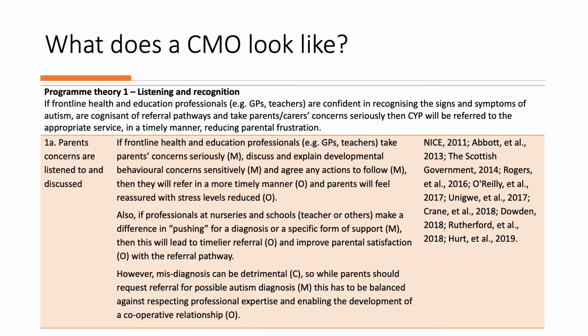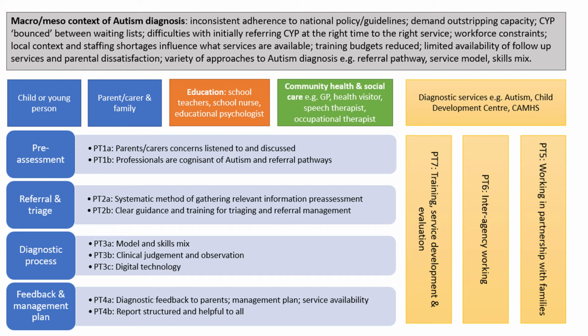And then we tried to map it to see how the CMOs or program theories relate to each other. On this next slide, you can see at the top in the grey box is the context of autism diagnosis. These are things that were very well documented in the literature, but are things that we already know, so they're not the focus. The focus is how do we make it better? What strategies or ideas can we pull out of the literature that would help?